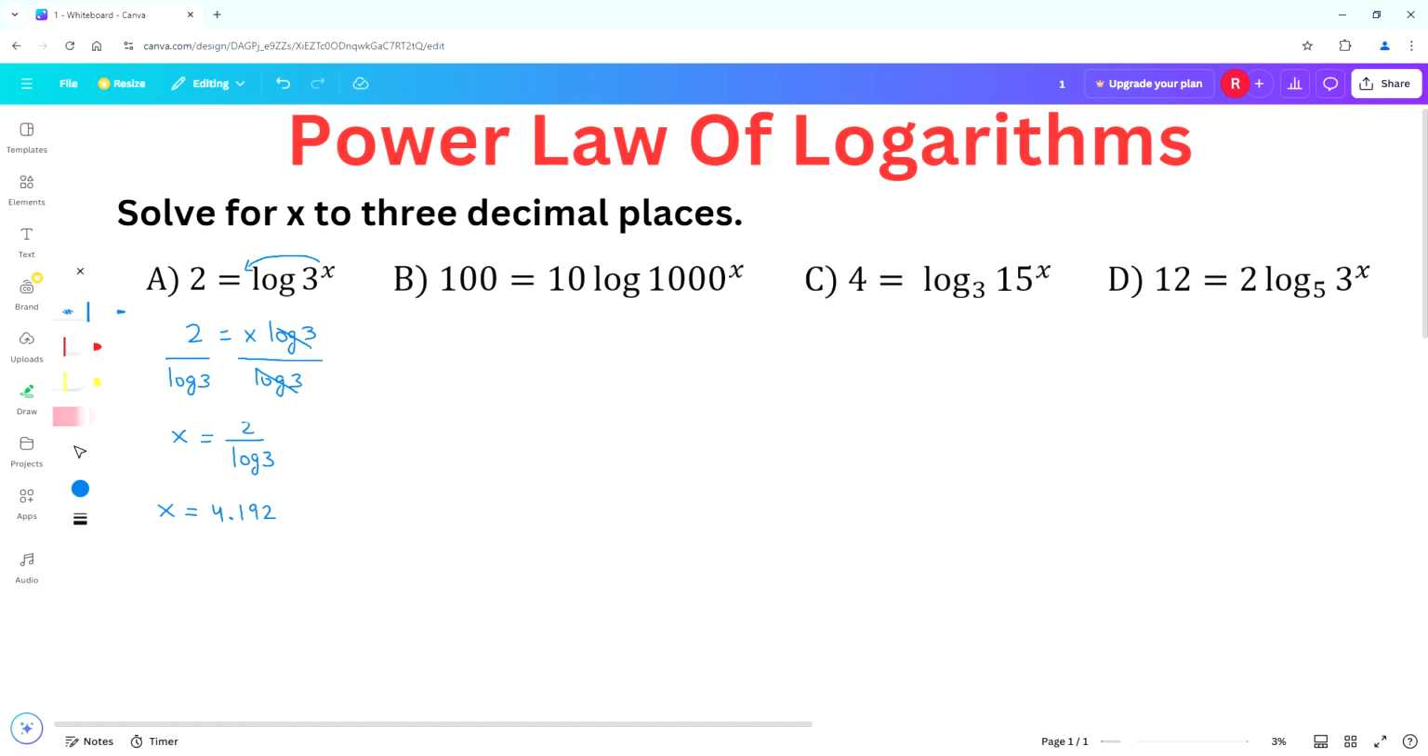Now we can answer part B. 100 equals 10 times log of 1000 to the power x. The variable x is an exponent on 1000. The first step is to get rid of the 10 being multiplied to the log term. We should divide both sides by 10. Hundred over 10 is 10.